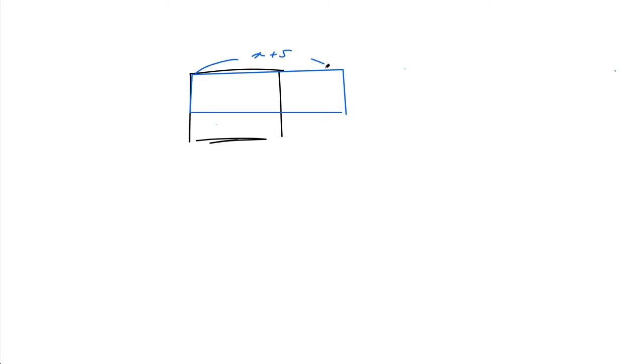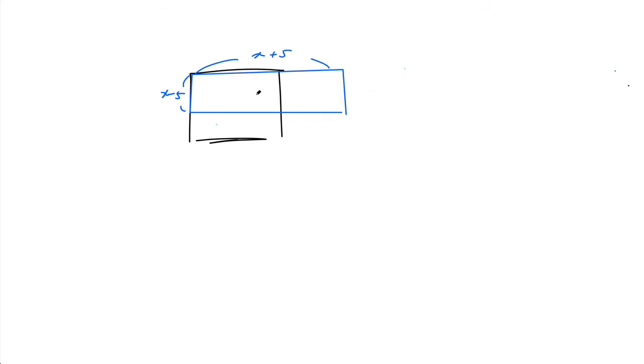Okay, a square garden is shortened on two opposite sides by 5 centimeters each, and the other two sides are lengthened by 5 meters each. So basically, we're going to make this one longer and this one shorter, where this is x plus 5 and this is x minus 5 if the original length is x.